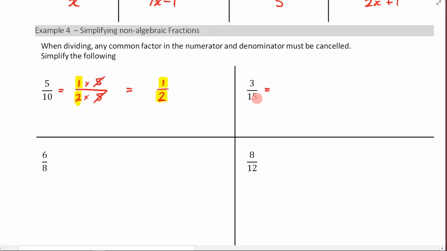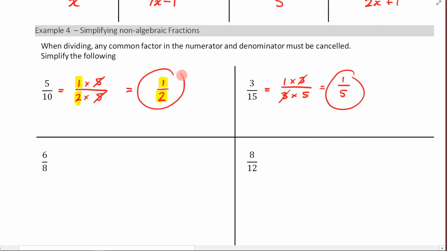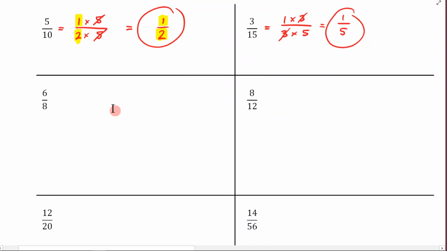All right, so if I have 3 and 15, I can write 3 as 1 times 3, and I can write 15 as 3 times 5. Now, that's good because 3s are both in my numerator and denominator, so I can get rid of those. And that means I have a 1 in my numerator, and I have a 5 in my denominator. So that means 3 on 15 can be simplified into 1 on 5, just as 5 on 10 can be simplified into 1 on 2. All right, let's keep on going.